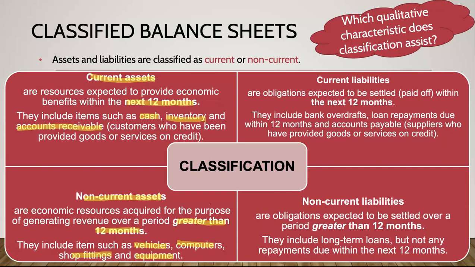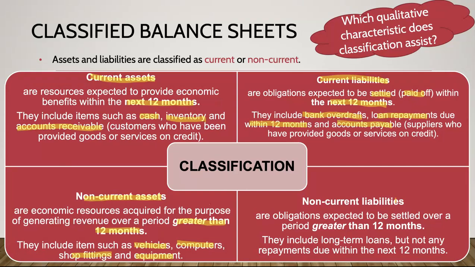Current liabilities, though, are obligations that we need to pay off. The key term is settled within 12 months. You must meet your obligation within 12 months. These include bank overdrafts and loan repayments that are due within 12 months. And also accounts payable, so suppliers that you owe money to, because they're going to expect their money back as well, just like we expect our customers to pay us back.